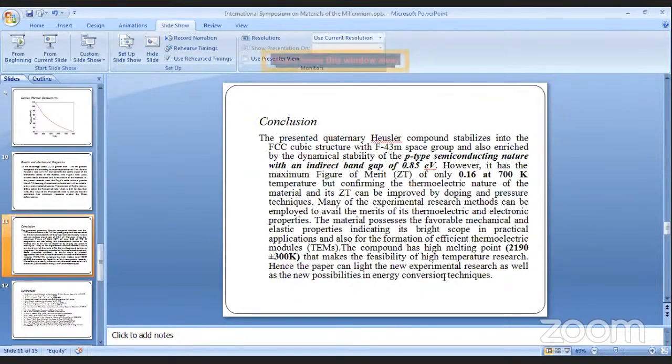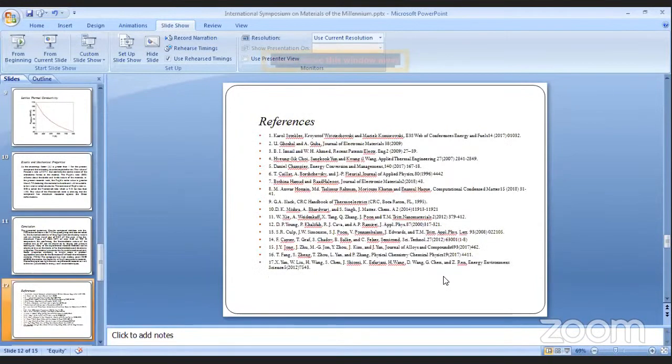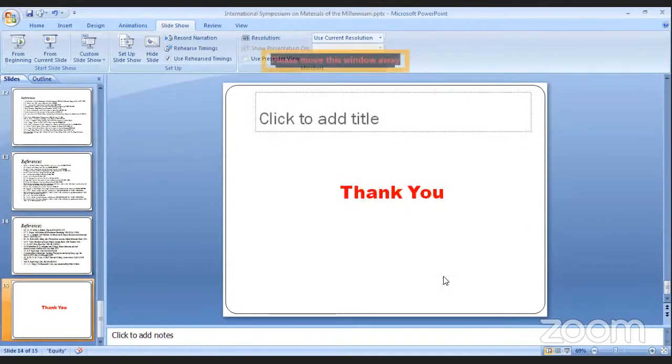Its figure of merit ZT is 0.16 at 700 Kelvin, but its melting point is about 2000 Kelvin, due to which it can also be studied further at high temperature because its melting point is very high. So this material, as a full Heusler compound, is presented for the first time by theoretical research, and it can be very beneficial for the experimental research areas. These are the references. Thank you so much.